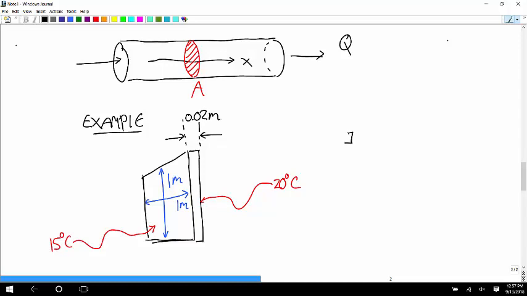For this glass, the coefficient of thermal conductivity is 1.05 watts over meters times Kelvin. And what we want to know is the rate of heat transfer through the glass. This isn't quite enough information yet. We're going to have to make some kind of assumption about how the temperature varies as you go through the thickness of the glass. So let's say that the temperature varies linearly.